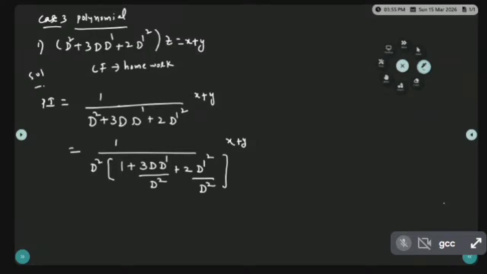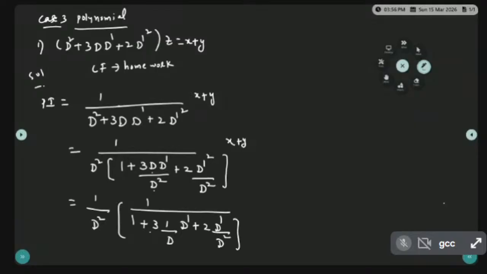This is the first step. I took D² common. Please listen carefully, very, very important polynomial. Okay. Now 1 by D² into 1 plus 3D'/D. You may cancel one D. It gives 1 by D into D' plus 2D'/D² into x plus y. Okay, D'² by D² into x plus y.